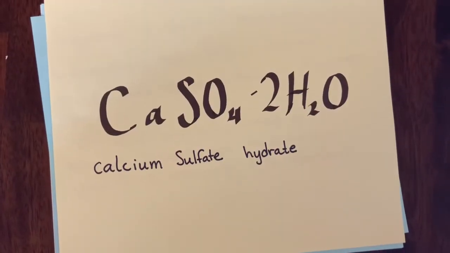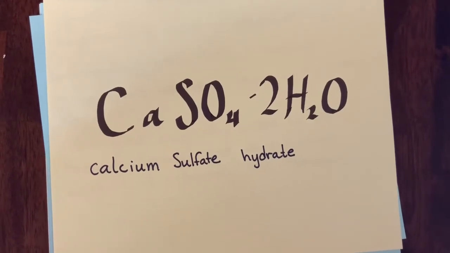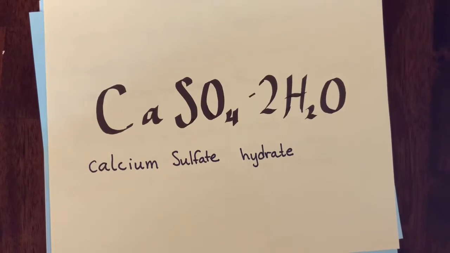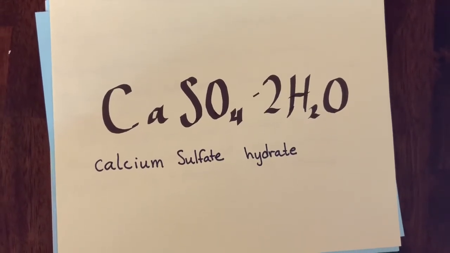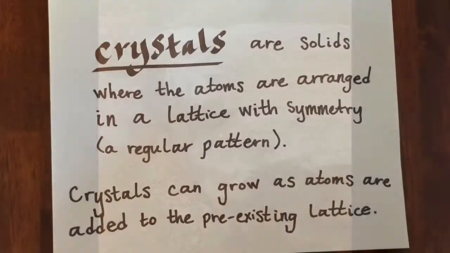The formula for gypsum happens to be CaSO4 2H2O, which means that there's some calcium and sulfate ions as well as hydrates. So what this means is that there's a lot of different things that are inside of gypsum.